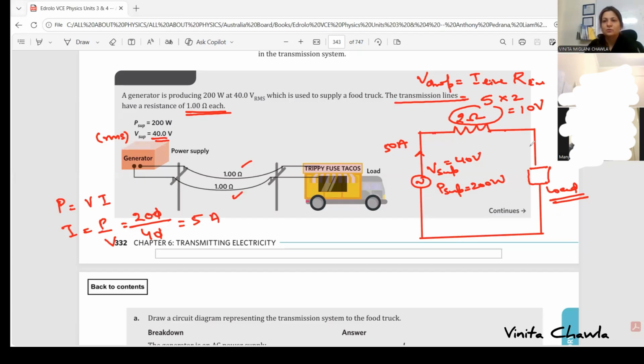And so voltage across load would be V supply minus V drop. It is V supply minus V drop. So just subtract these two, 40 volt minus 10 volt, you'll get 30 volt as the voltage across load.